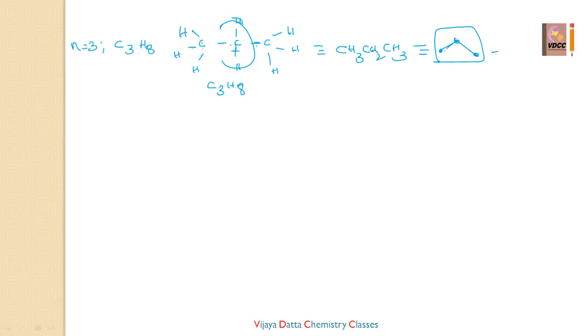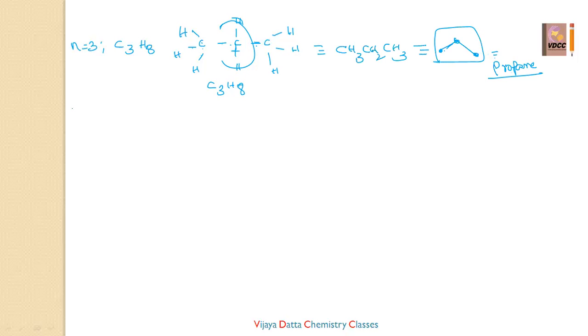And come to the name of this compound. Three carbons are present, so the root word is prop, and all are single bonds only. Obviously you have to add the suffix "ane", so the name of this compound is propane. Like this we have to do its nomenclature. This is the nomenclature of the alkanes.